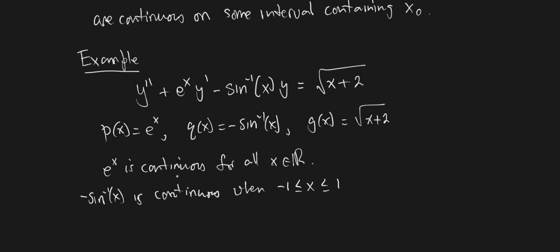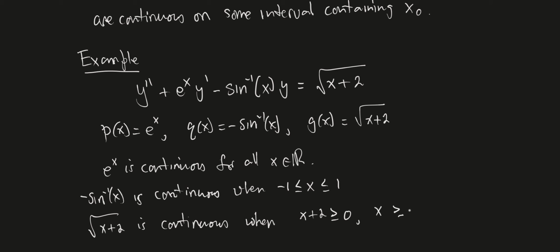And then let's see about the g of x, or our square root function. So the square root of x plus 2, that function is continuous when what's under the radical is greater than or equal to 0. So whenever x plus 2 is greater than or equal to 0, if I solve this inequality, it's a nice simple inequality, so this tells me that x has to be greater than or equal to negative 2, right?